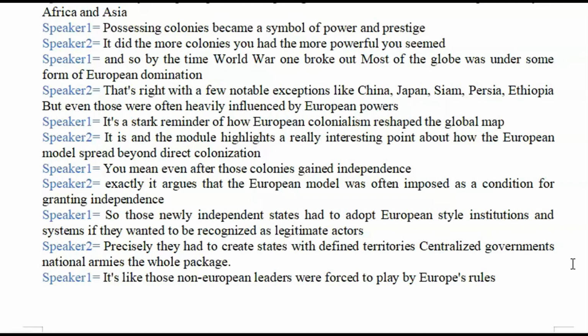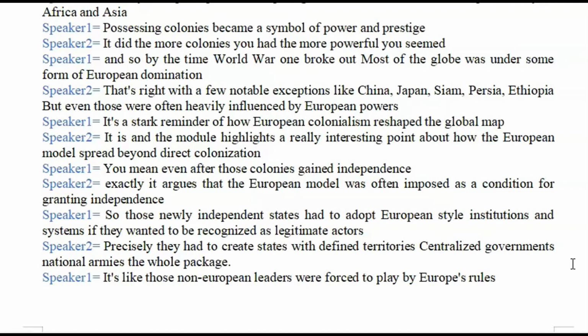It argues that the European model was often imposed as a condition for granting independence. So those newly independent states had to adopt European-style institutions and systems if they wanted to be recognized as legitimate actors. Precisely. They had to create states with defined territories, centralized governments, national armies, the whole package. It's like those non-European leaders were forced to play by Europe's rules. In a way, they were. Alternative models were rarely considered. And this is, in essence, how the modern world, with its current configuration of states and international relations, came to be. It's quite a legacy.